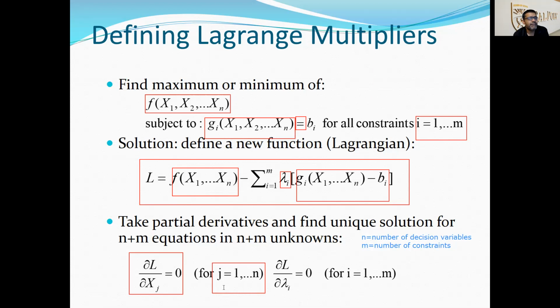And then once you have n plus m equations, you have the same number of unknowns in the mix as well. So your unknowns are basically x1 through xn and lambda 1 through lambda m, right? You need that many equations, and you can derive that many equations by setting the partial derivative equal to 0 with respect to each decision variable, and then with respect to each Lagrangian multiplier, and you'll get n plus m equations and n plus m unknowns.